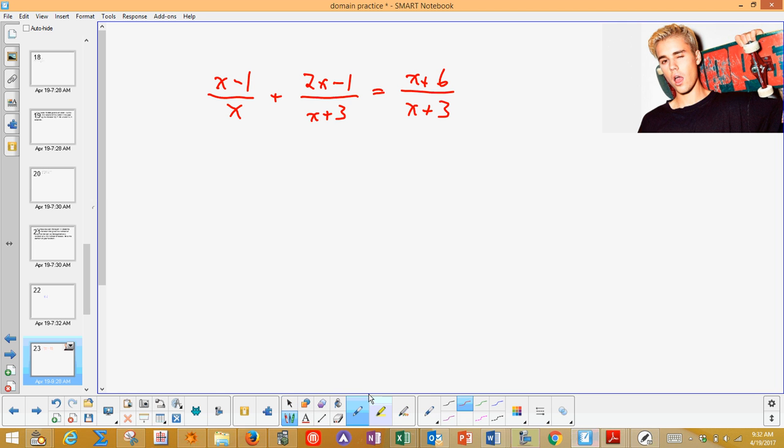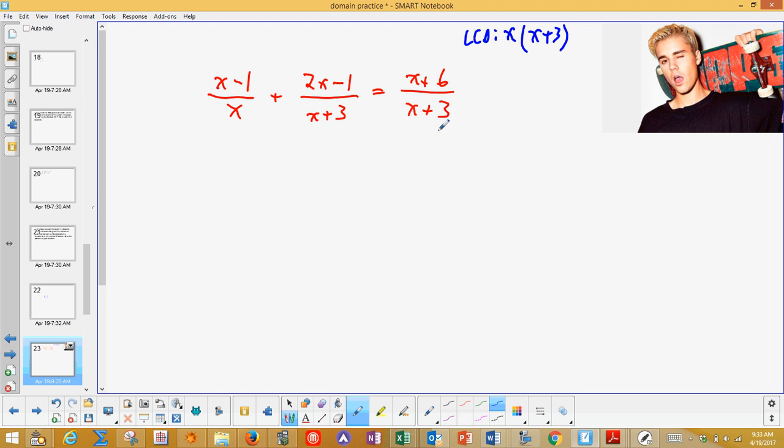Okay, so here's the general steps for solving an algebraic equation with some fractions in it. What I want to do is eliminate the fractions. So I find the common denominator for these three different fractions. My LCD is to have an x, and then an x plus 3. That's my least common denominator for these three denominators.